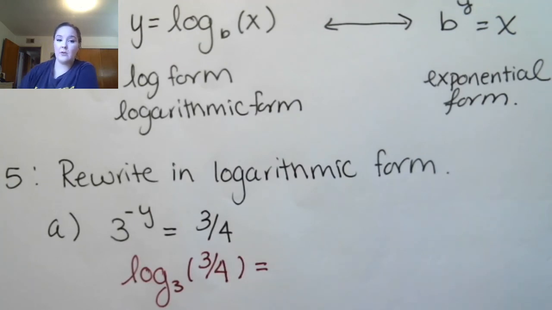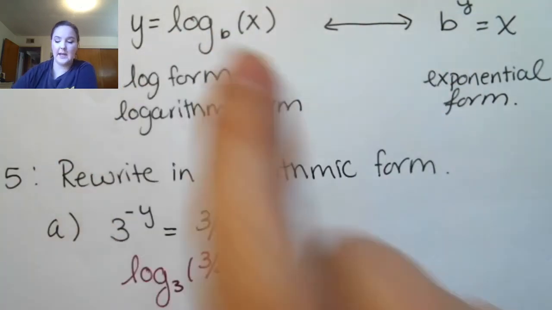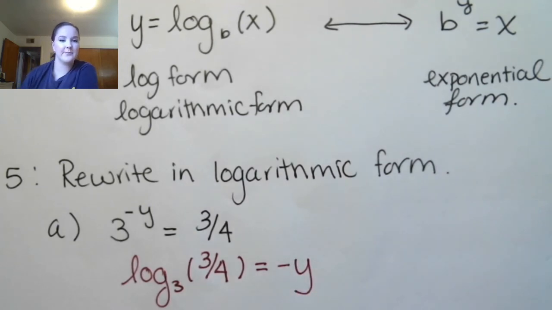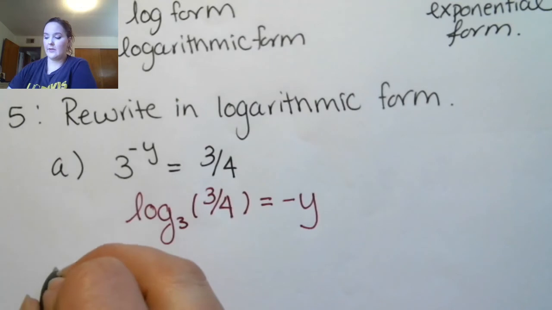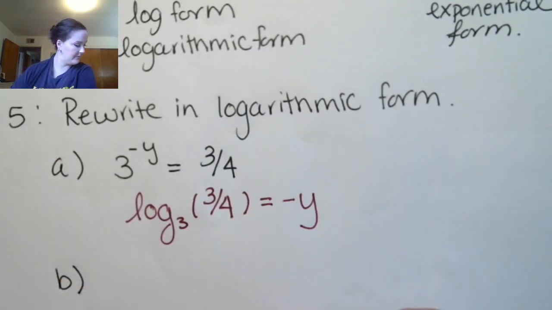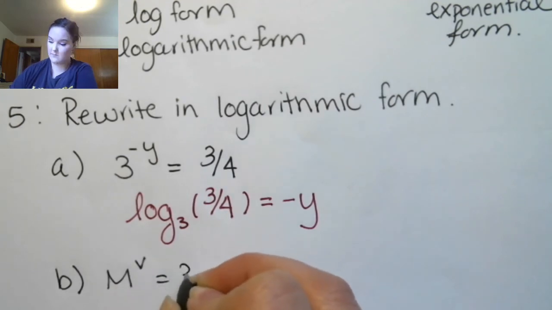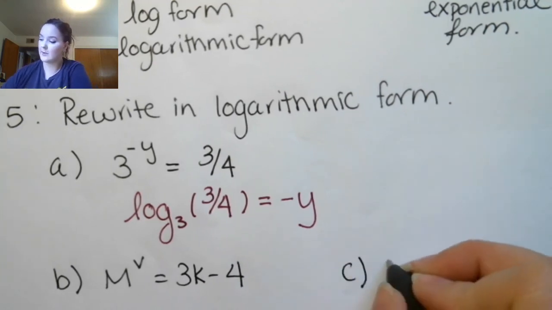Okay, and our log answer is the exponent, right? The exponent becomes the answer. So we'll take our exponent, negative y, and it becomes the answer. Okay. And this is all you're meant to do. You're just changing from the exponential form into the log form. You don't need to do anything else. Okay, so let's look at another example of this. Okay, we're going to look at 2 more examples.